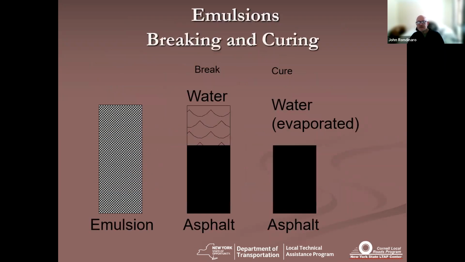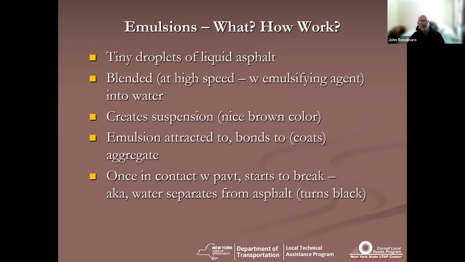And just here's a cutaway. You've got your emulsion, blended at high speed. So you've got the black stuff and the clear stuff. It blends together, and you've got that rich brown color. That emulsion is attracted to and bonds to coat your aggregate. And once that emulsion is in contact with the pavement or the aggregate, it starts to do what we call break.